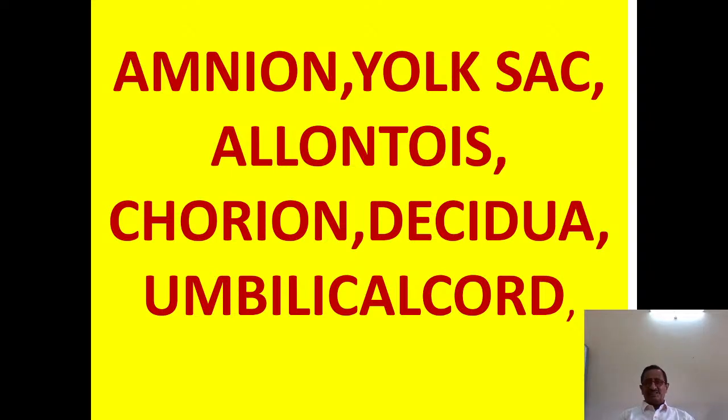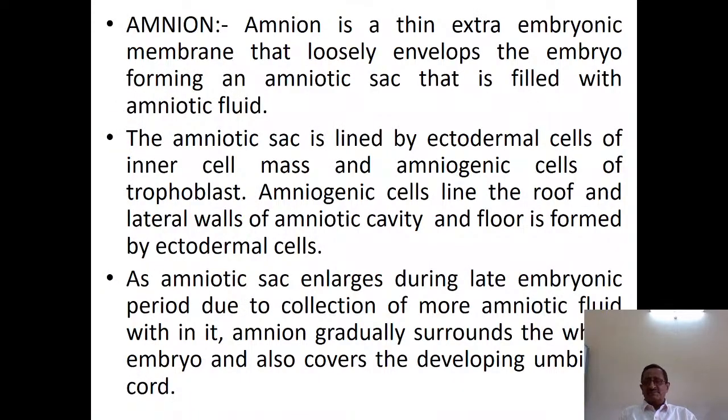So, in continuation with the third to eighth week development, we are dealing with some special points which are important to deal with. Among them, now we deal with the amnion, yolk sac, allantois, chorion, decidua, and umbilical cord. So the first one is the amnion.